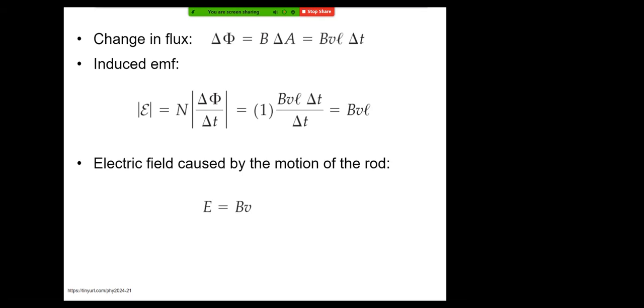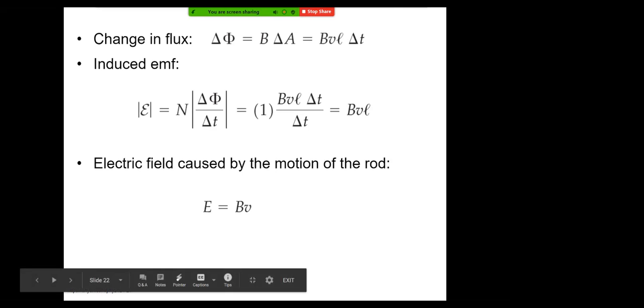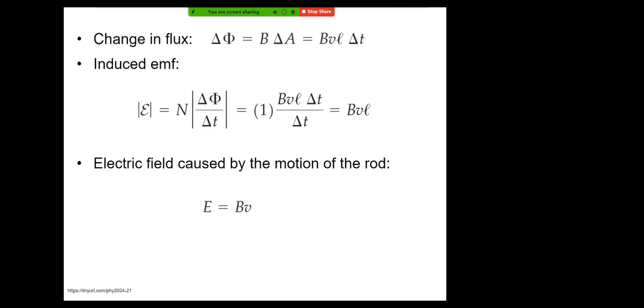Okay. Now, because there's electric potential induced inside the rod, on the two ends of the rod there's an electric potential difference, so you can imagine there will be an electric field inside the rod, right? The electric field inside the rod should be equal to the potential epsilon divided by the length of the rod, L. So if you do epsilon divided by L, that gives you the electric field E, that's equal to B times v. So the electric field caused by the motion of the rod is E equal to B times v in that case. All right.